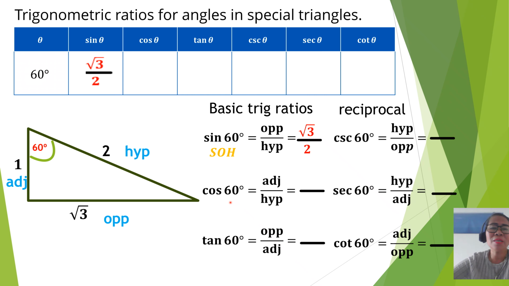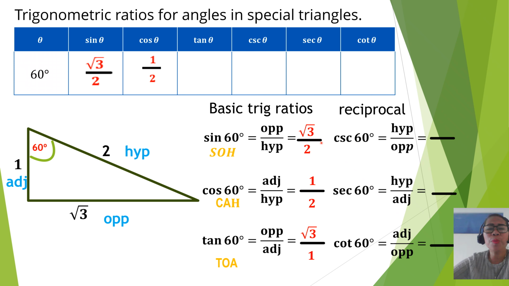Then the next is cosine of 60. The cosine function is adjacent over hypotenuse. So what is adjacent to 60? It's 1. What is the hypotenuse? 2. Let's proceed to the tangent function. The tangent function is opposite over adjacent. So tangent 60: what is opposite to 60? Square root of 3. And what is adjacent to 60? It's 1. Okay, so done with the basic trig functions, we will go now to the reciprocal.